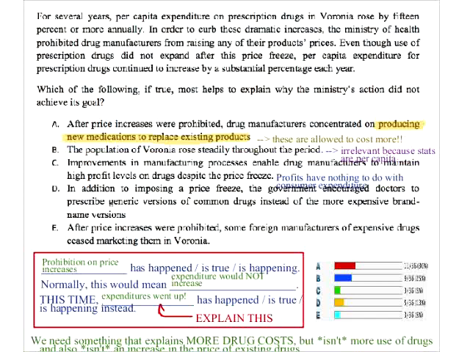This one: in addition to imposing a price freeze, the government encouraged doctors to prescribe generics. These cost less. It says instead of the more expensive versions. So this would actually have the opposite effect. This would make consumers' costs go down, not up. So this is the opposite of what we want. We want something that explains why they are spending more. This would make them spend less. And then some foreign manufacturers of expensive drugs ceased making them. This is also fewer drugs. This is less spending on expensive drugs if you can't get them anymore. So the only one that could explain these things is A.